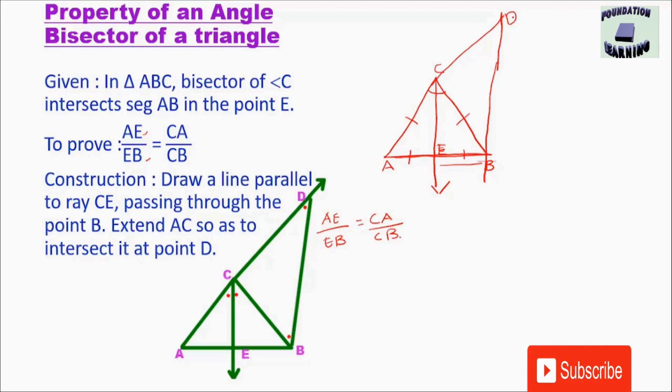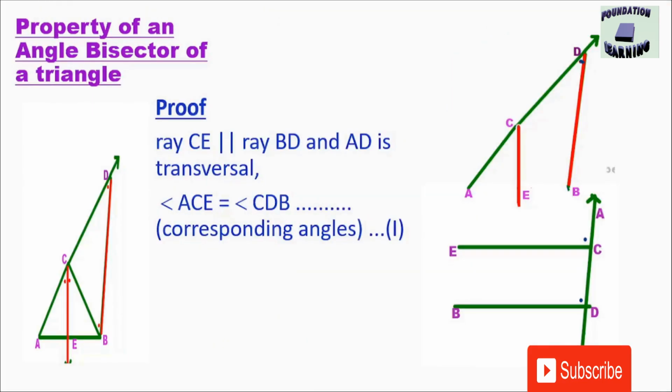Okay, so the neat figure is here. This is the triangle, and you have the bisector here meeting at point E. Then you have the parallel line and the extended line which is meeting at point D. Okay, now let's start the proof. We have drawn the construction, the parallel line and the extension.